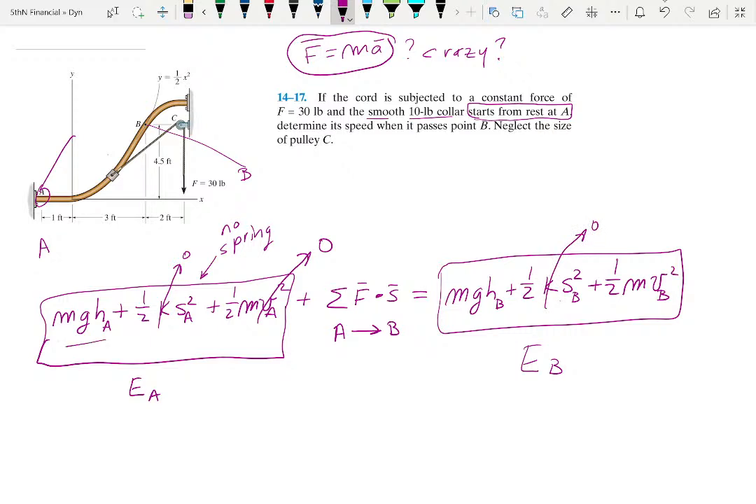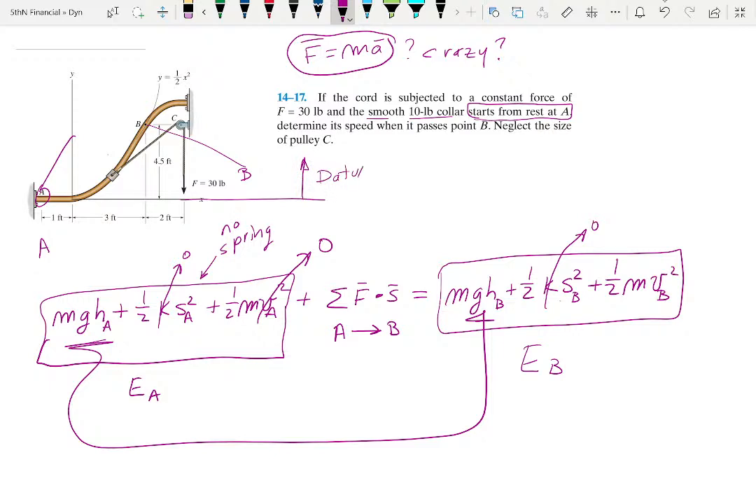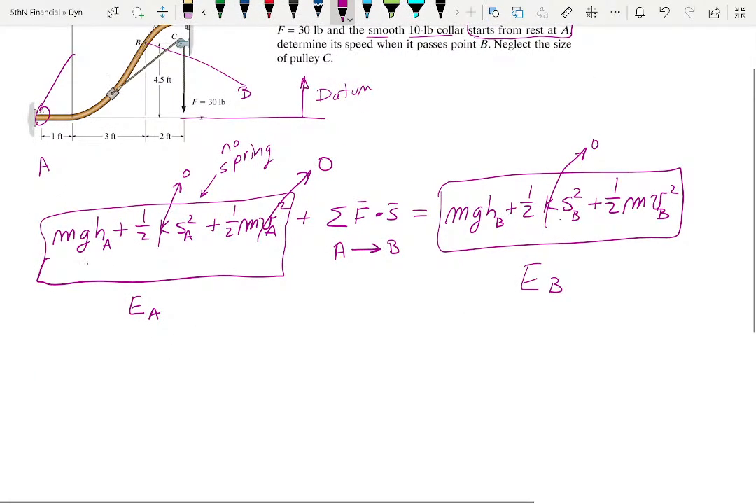Now, the next thing is this one needs a datum. So to me, I always find it convenient to find the lowest spot and say that's the datum, because then I don't have any negative numbers. I just don't like negative numbers in using the datum. However, you can do it this way and put your datum here. It's just that when you do that, you're going to have a negative number being 4.5 there. And so that's up to you if you want to do that. But I'm going to pick the lowest.